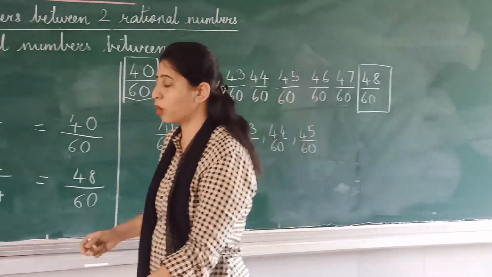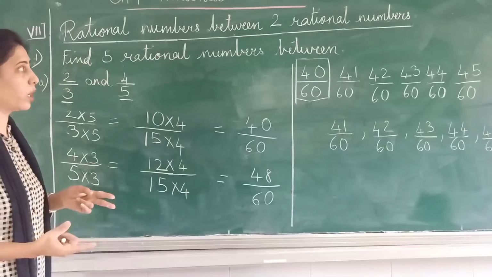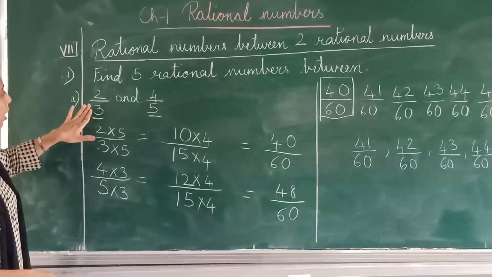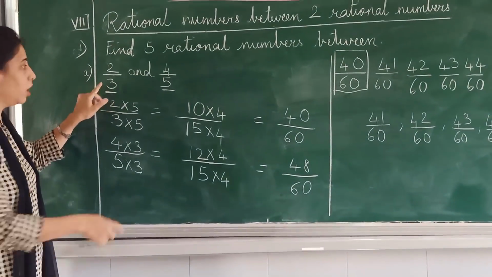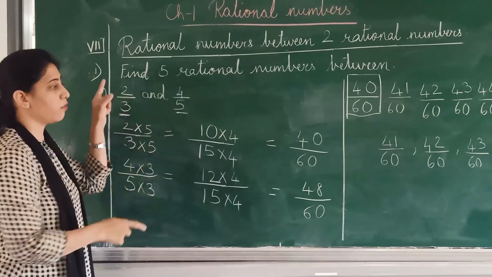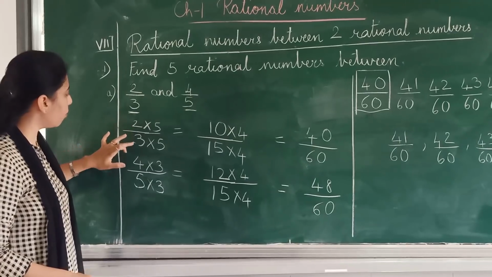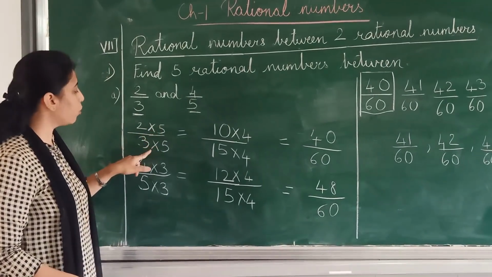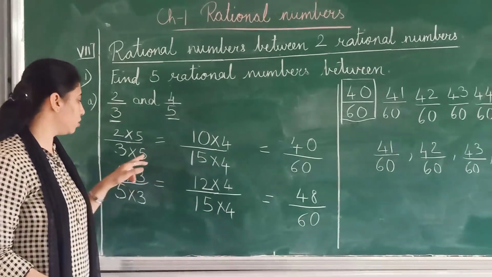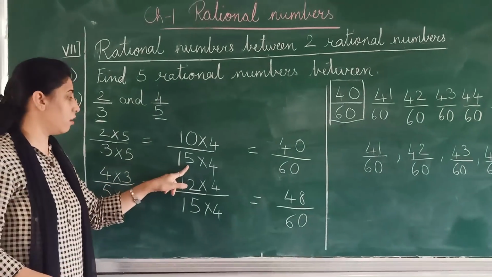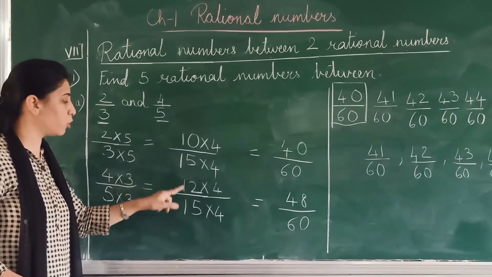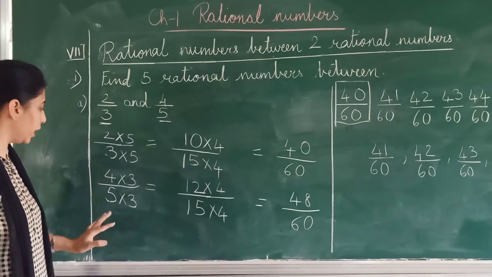So have you understood how to list rational numbers between two rational numbers? Again I will explain you. Now the two rational numbers are given. Between these two rational numbers we have to list 5 rational numbers. So how are you going to do now? 2 upon 3, you have to multiply the denominator with such a number to make the denominator for both the rational numbers common or equal.